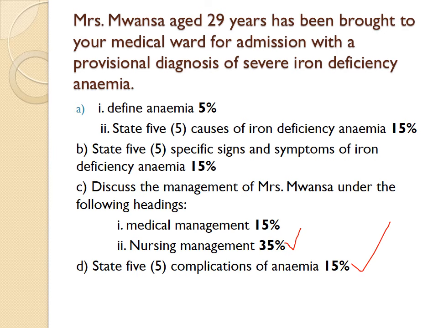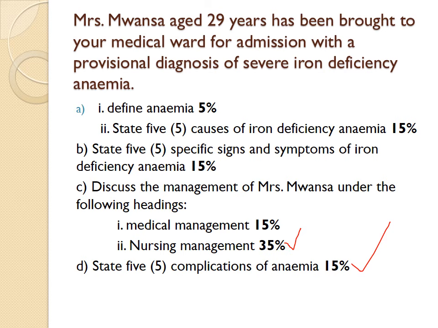Now let's look at this question which says state 5 complications of anemia. State 5 complications of anemia. So one of the complications of anemia is congestive cardiac failure. Okay, this can be due to increased workload of the heart to pump more blood in order to meet the metabolic needs of the body.